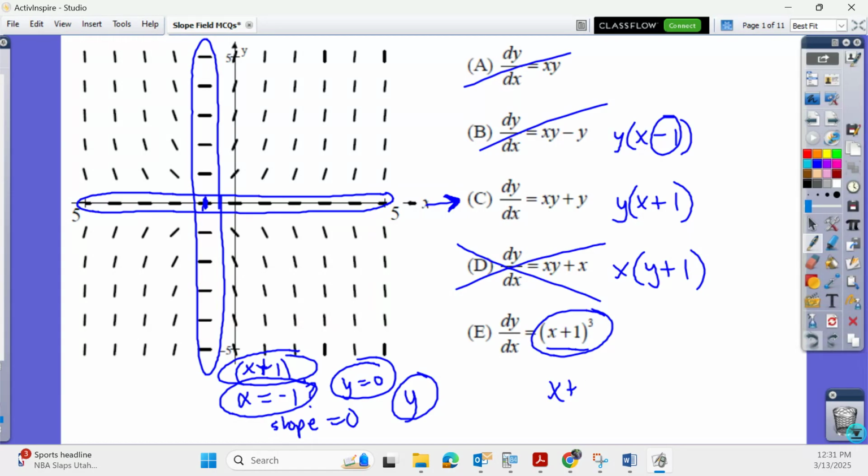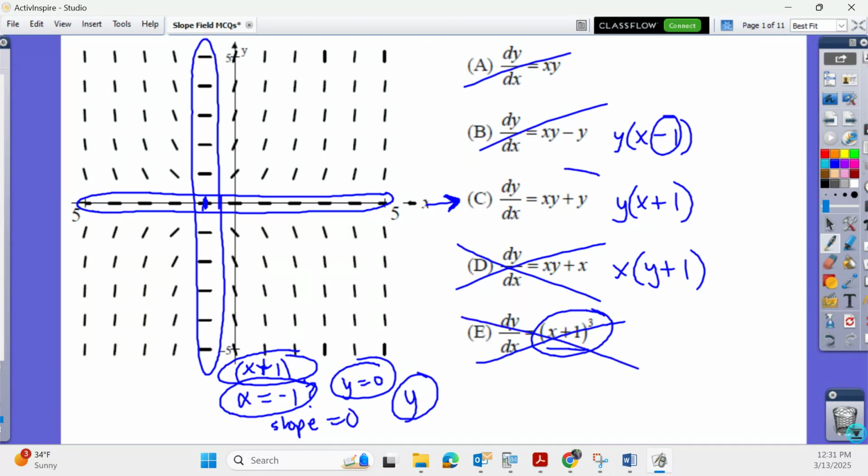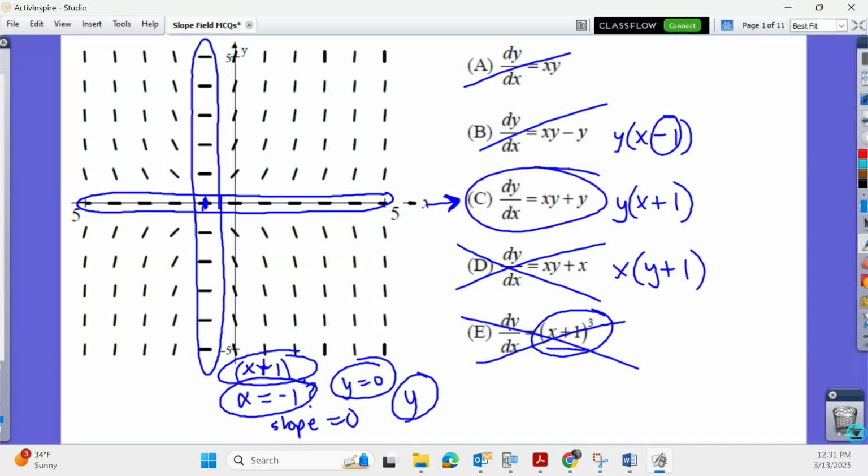Those sometimes do show up, stuff like that, when it's intended to be a little bit more of a difficult question, but here it doesn't matter. The x equals -1 is one of the things we wanted, but the y is not there. So the answer to this one is indeed C. All right, so using that same logic, let's look at the next one.